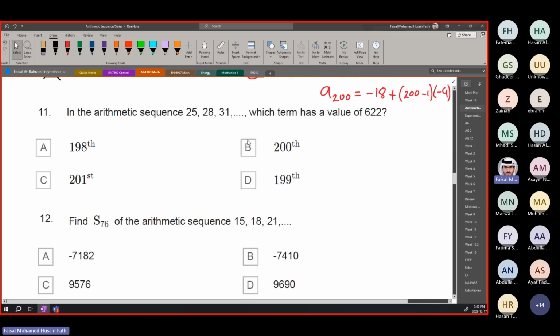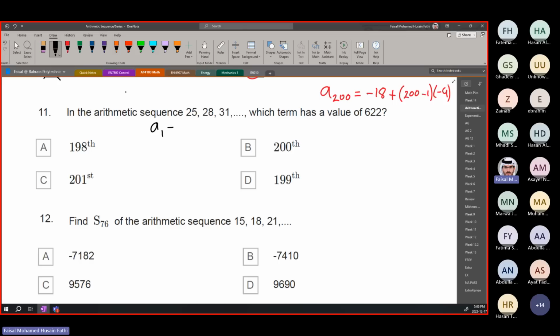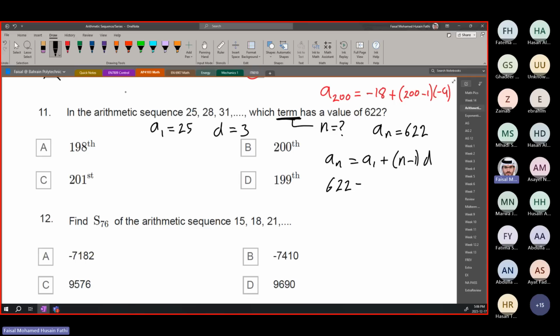This one says, in an arithmetic sequence where A1 is equal to 25, common difference is equal to 3. It's just 28 minus 5. Which term has the value of 622? When they say term, this means what is n equal to? Okay? So we know that an is equal to 622. We need to find the n. We substitute all of this in this equation. An is equal to a1 plus n minus 1 times d. 622 is equal to 25 plus n minus 1 times 3.